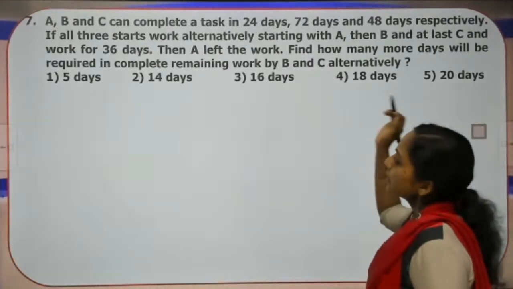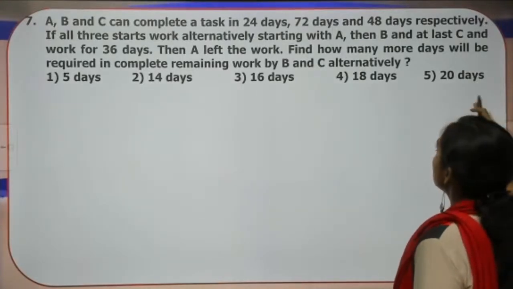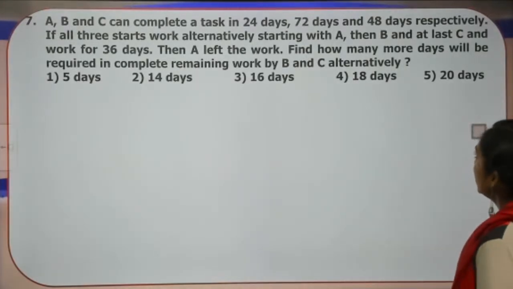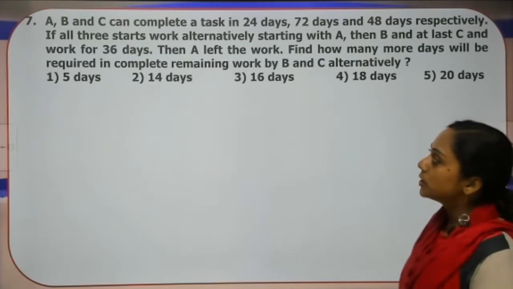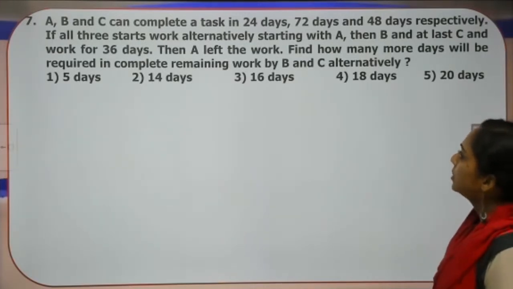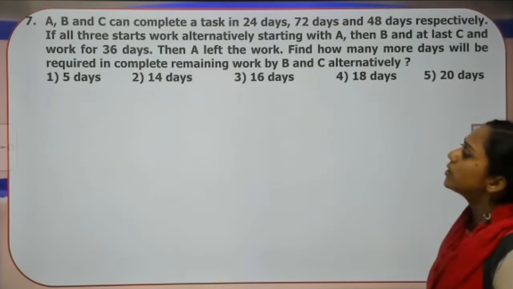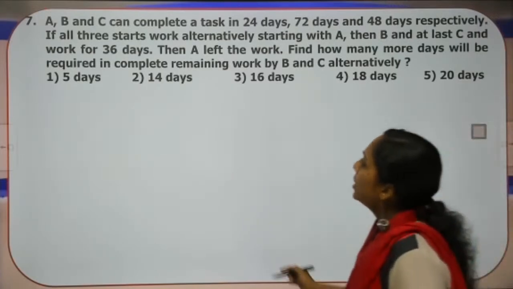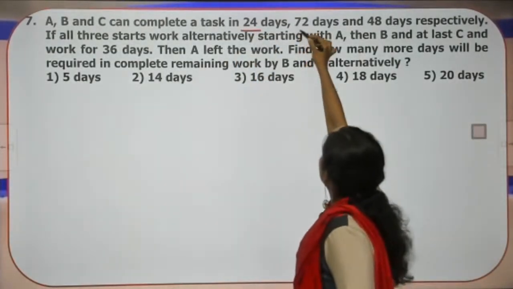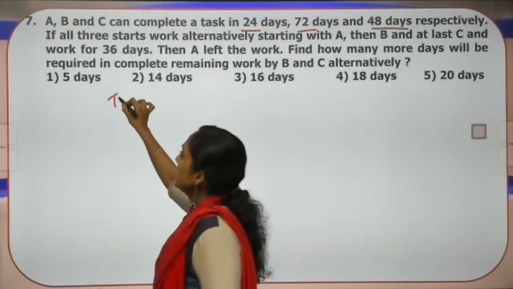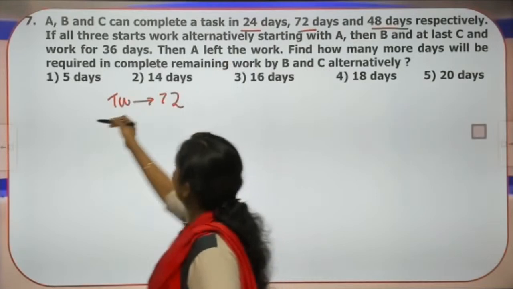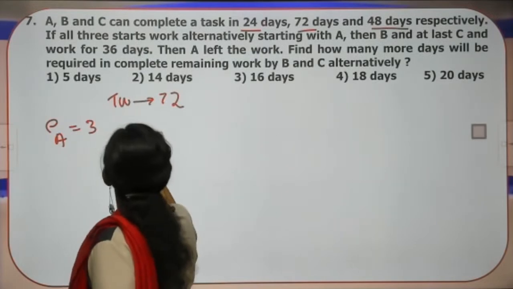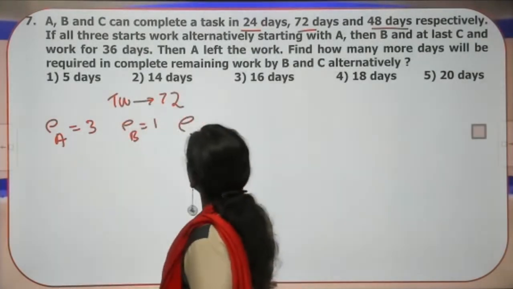Okay, A, B and C can complete a task in 24 days, 72 days and 48 days respectively. If all three start work alternately, starting with A, then B and at last C, and work for 36 days, then A left the work. Find how many more days will be required to complete the remaining work by B and C alternately. So here the time taken is 24, 72 and 48. For the time being I am taking the total work as 72 itself. So for A the efficiency will be 3, next B is 1 and the efficiency of C will be 1.5.